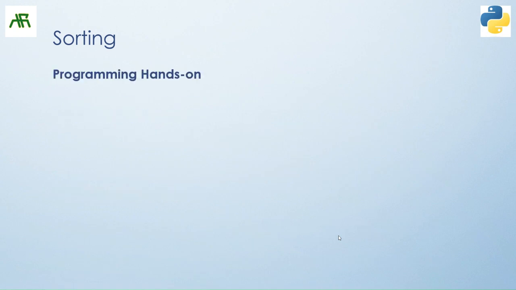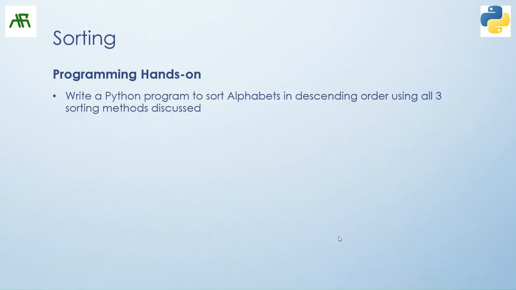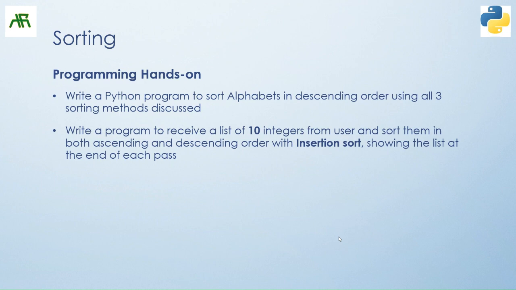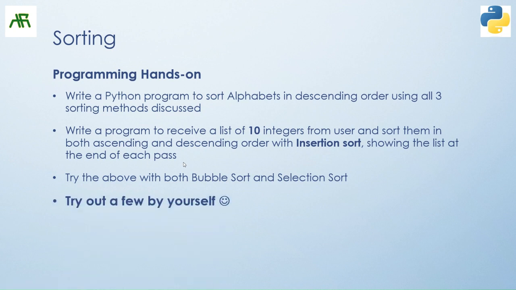Let's look at some programming samples that you can try hands on with. Write a program to sort alphabets in descending order using all three sorting methods discussed. Write a program to receive a list of 10 integers from the user and sort them in both ascending and descending order with insertion sort, showing the list at the end of each pass. Try the above with both bubble sort and selection sort also, and try some of them by yourself from your textbook or any other reference you might have. Try out a few yourself.